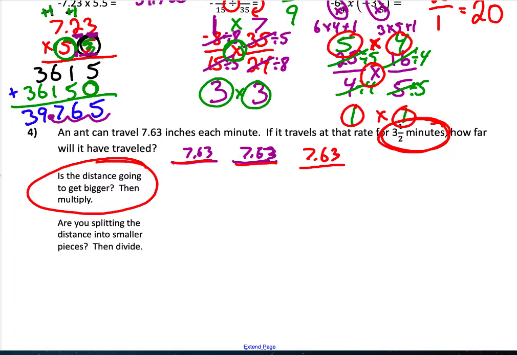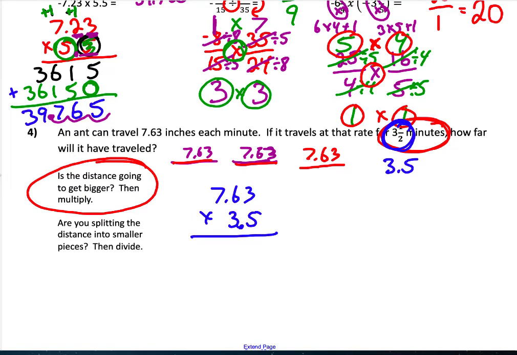I'm going to suggest for this one that we turn them into decimals, because that 0.63 is going to be tough to make into a fraction that we really want to work with. So let's change 3 1/2 into a decimal. Well, remember at the beginning we talked about 1/2 is really 0.5, so it really is just 3.5. So I want to do 7.63 times 3.5.